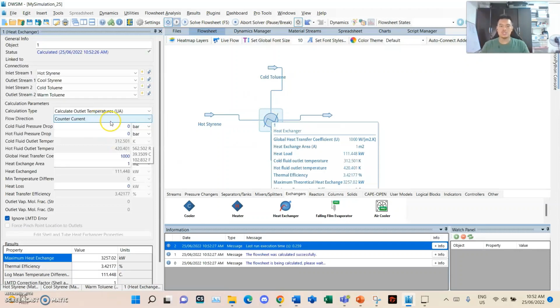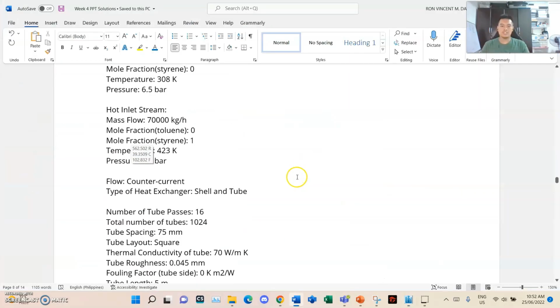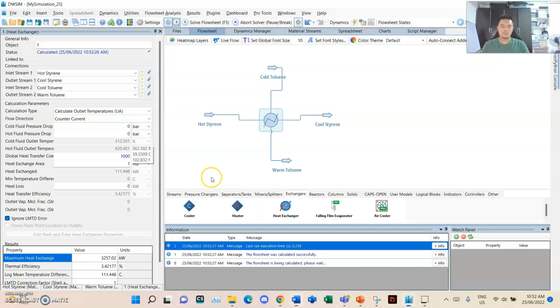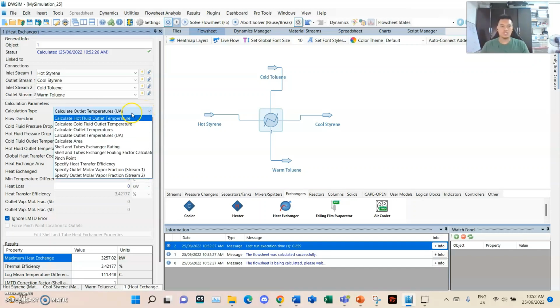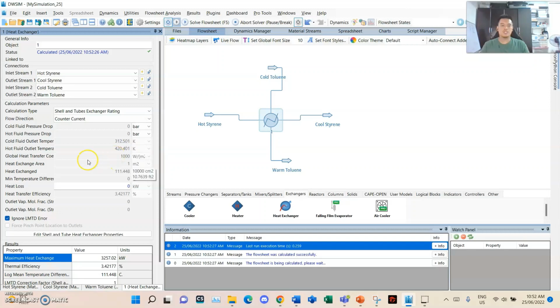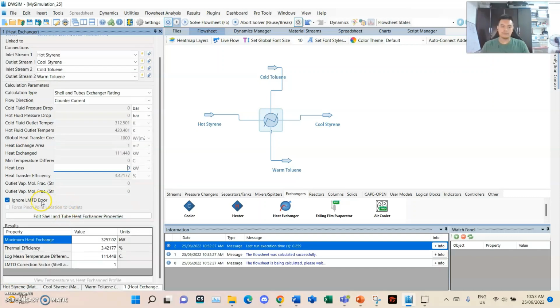Now we go to the heat exchanger details. The problem states that it is in a countercurrent configuration, so we'll just leave it as is. And then we need to set it as not a simple heat exchanger, but a shell and tube heat exchanger. That's why we need to change this calculation type into shell and tube exchanger rating. We also assume that there is no heat loss to the environment. And we will ignore the LMTD error, so I will uncheck the LMTD error since in my hand calculation, I assume that the LMTD has no error so that it will be as accurate as in the calculations.